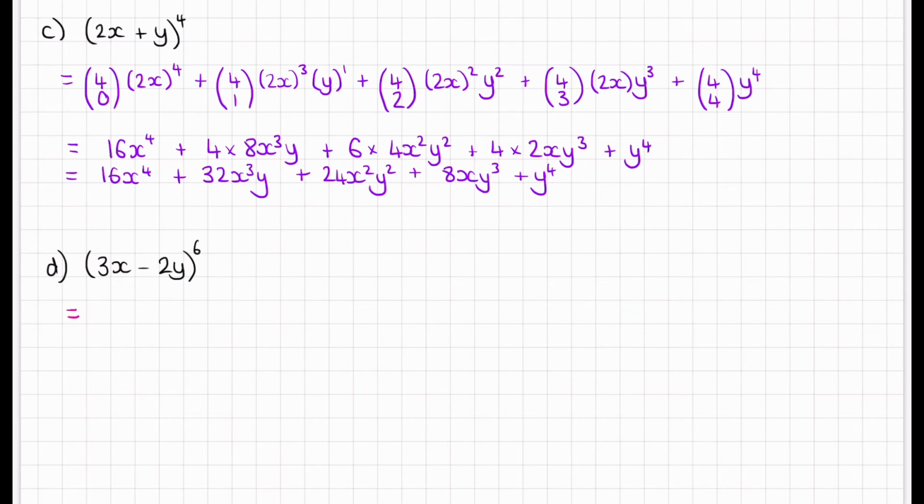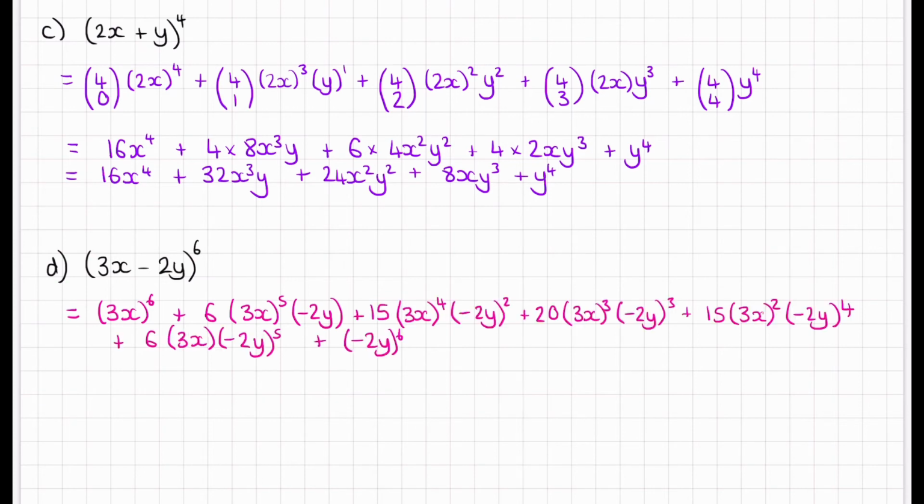So the first one, the combinations are 1. So we don't need to write it, and we know it's just going to be 3x to the power of 6, because the second term is the power of 0. Next one, the combination is 6. We'll have 3x to the power of 5, and then our negative 2y will come in. And then we simplify all of our terms.